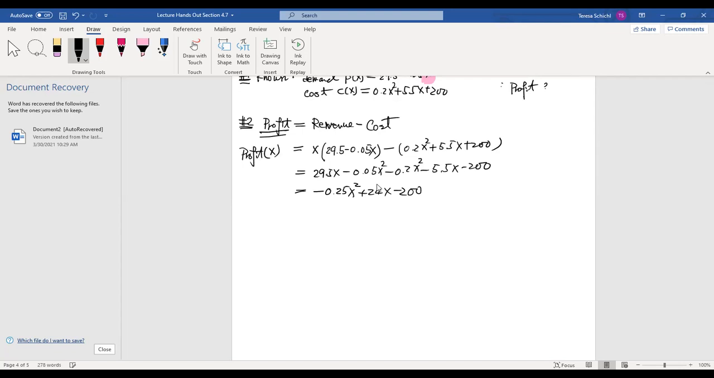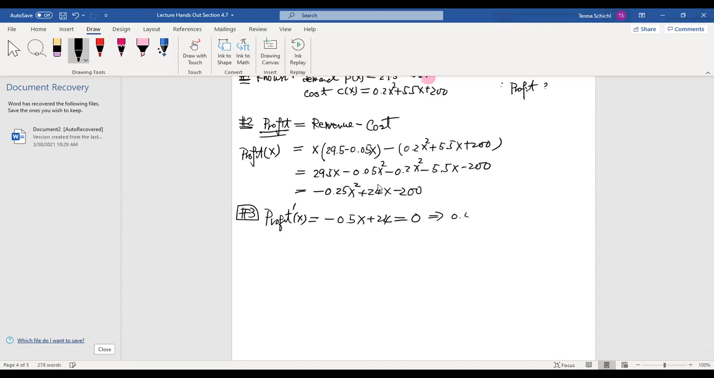Profit right now is P(x). Now that's number 3 here, so I can take the derivative. So the profit prime of x, and you take a derivative. So this is negative 0.5x plus 24, correct? All right, so now you set it equal to 0.